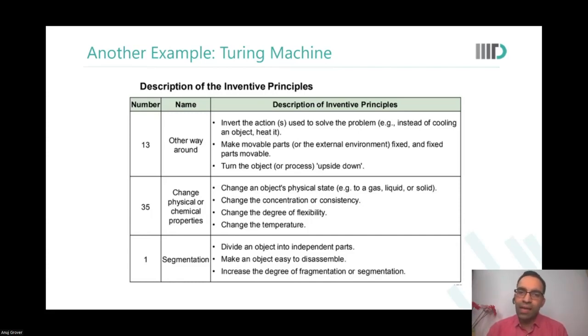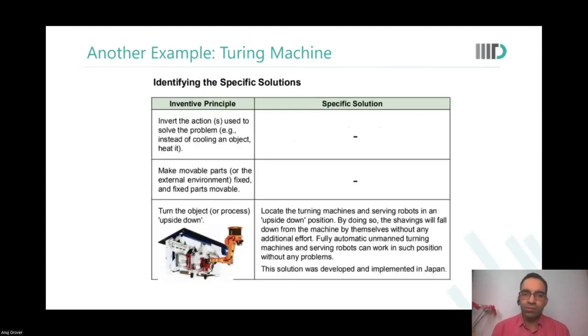Until that time, it is very difficult. So something like this could be applied to the turning machine also. Can you do that? Wherever the shavings get stuck, make those parts disassemblable. Make them easy to disassemble. Then the cleaning part would be fast. But is there a better solution?